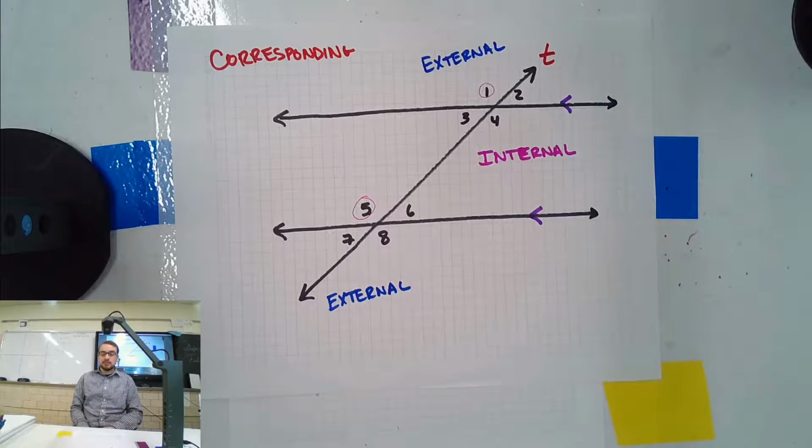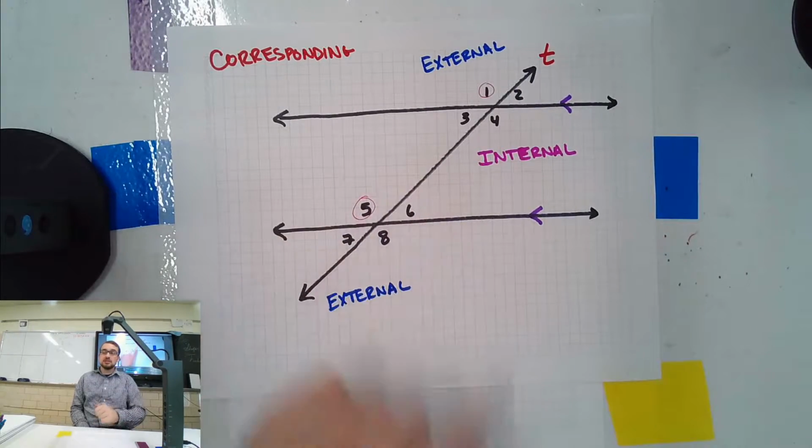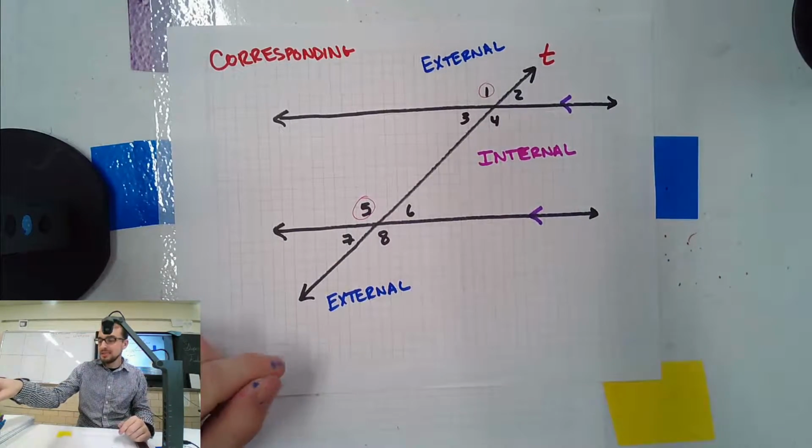Alternate, like I said, alternating, would be an opposite side. So 3 and 6 are alternate interior angles because they are on alternate sides of the transversal and they are in the interior of the parallel lines. Okay? So, I'm going to draw your attention to alternate interior angles first, I think.